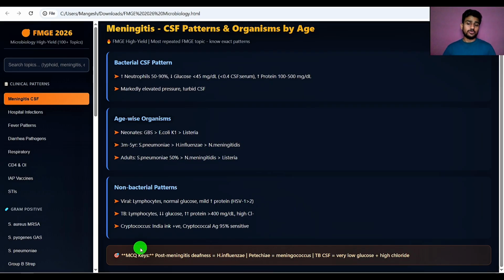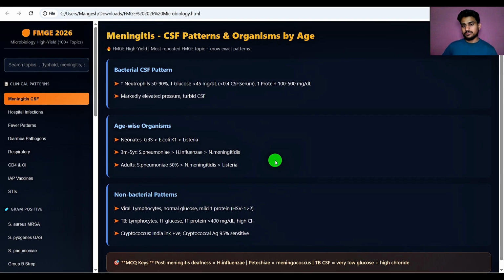The MCQ key point that I want you to focus on is that whenever there is mention of post-meningitis deafness in the question, you have to think about Haemophilus influenzae. Whenever the question mentions petechiae and meningitis, then you have to remember meningococcus. And if it is about TB, the appearance of CSF in TB, then there is very low glucose and there is high chloride, and of course it will be turbid. The CSF will be turbid.